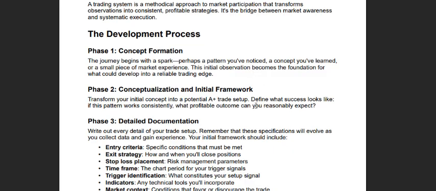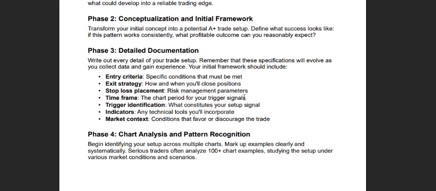The next step is to start detailing all of the notes for that particular setup on a chart. You want to have the entry criteria and the exit strategy, and show that on your charts. You're going to mark up your charts, and then you're going to take a look at it.